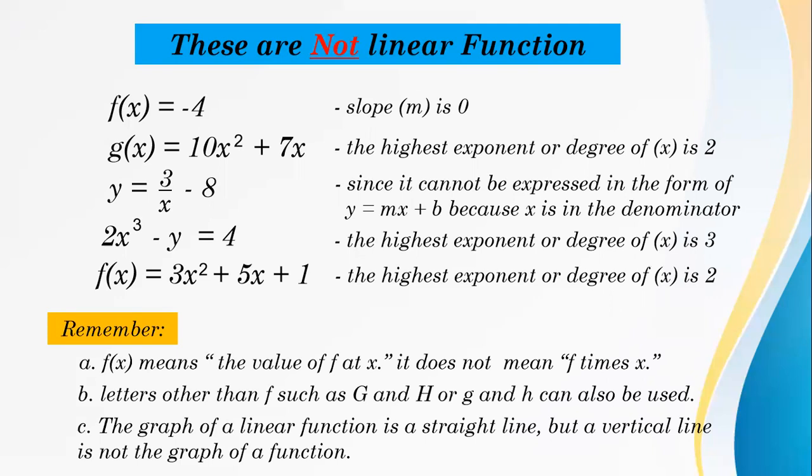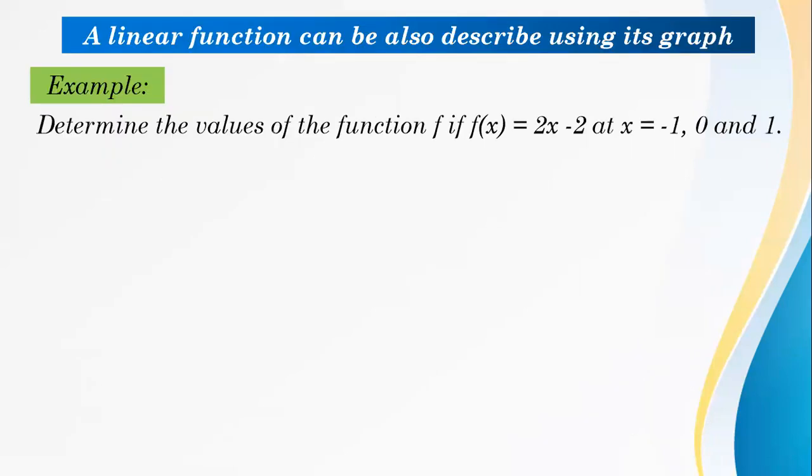The letter C, the graph of a linear function is a straight line. Take note that the graph of a linear function is a straight line. But a vertical line is not the graph of a function. So again, the vertical line is not the graph of a function. So we have only a straight line, but not the vertical line. A linear function can also be described using its graph.